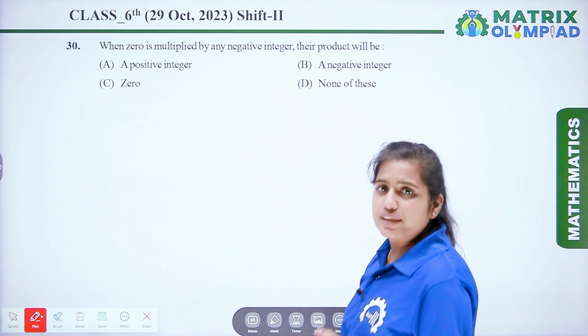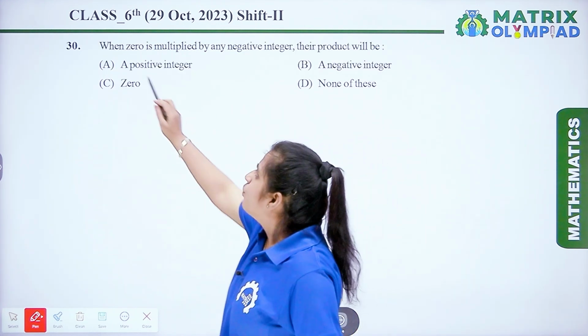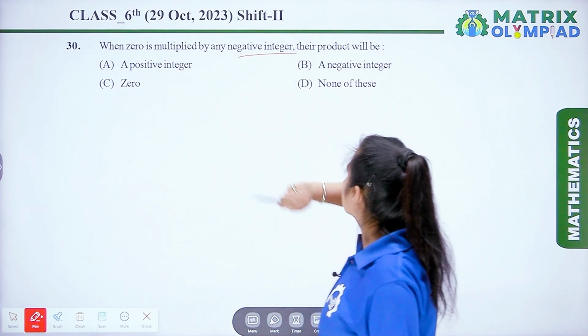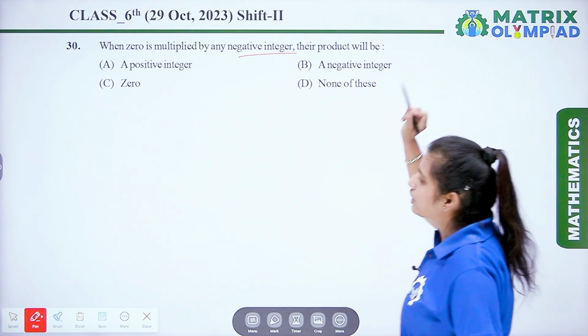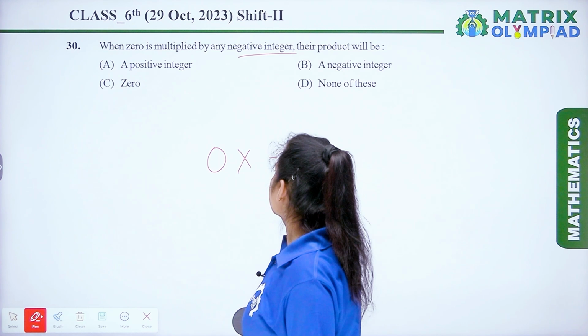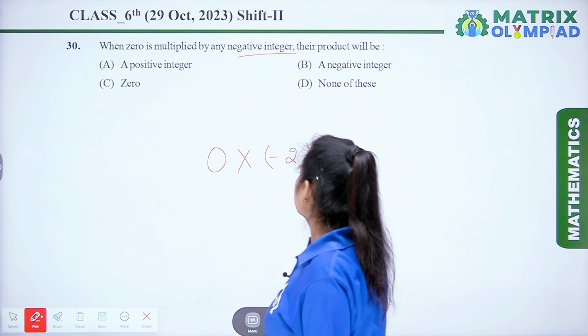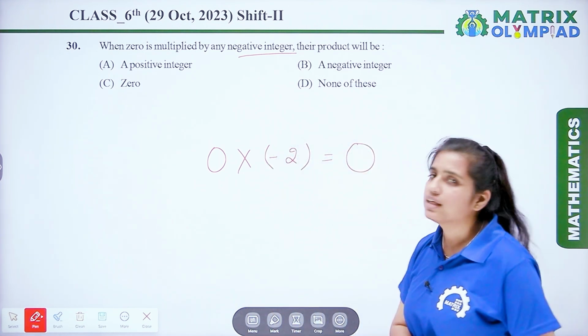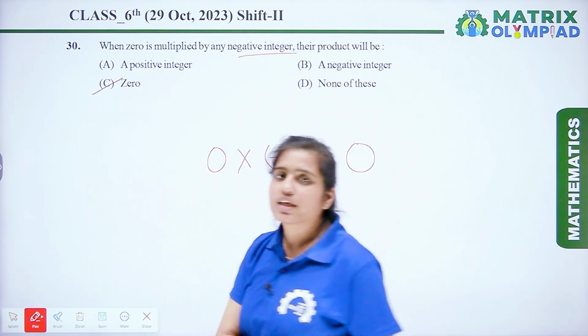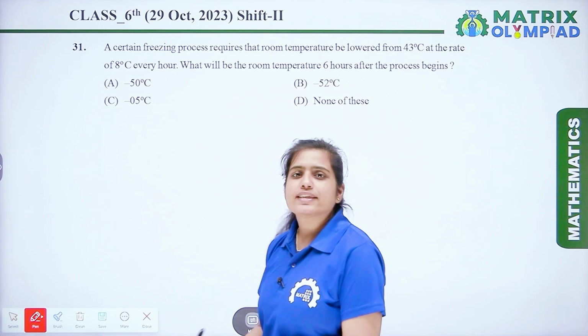Now let's start the next question. Question number 30. When 0 is multiplied by any negative integer, their product will be. So 0 is multiplied by any negative integer, let's suppose -2, the result will be 0. So here option C is the correct answer. Now let's start the next question.